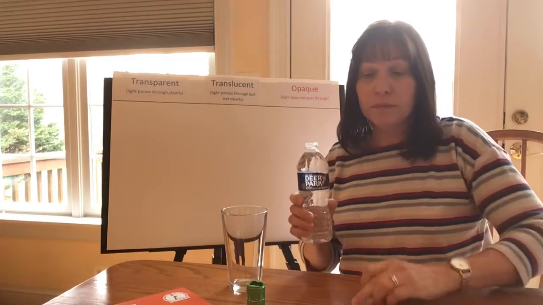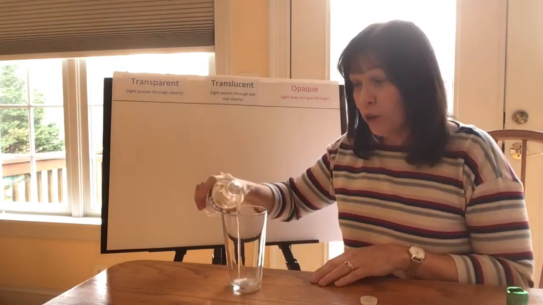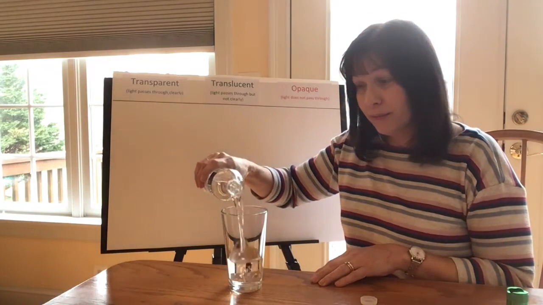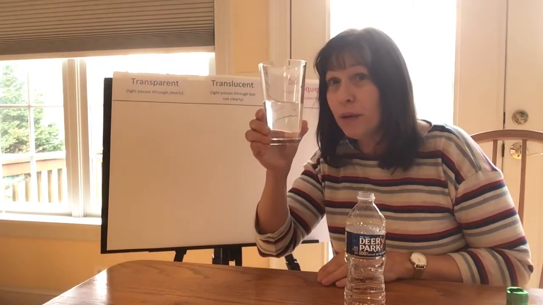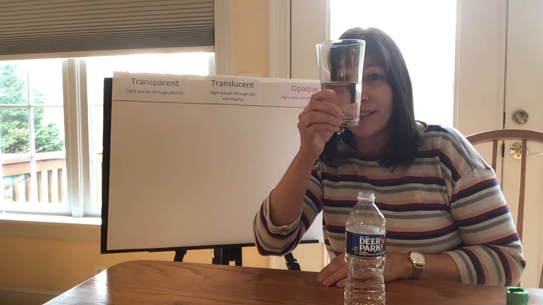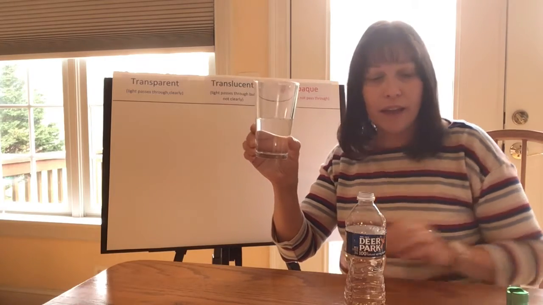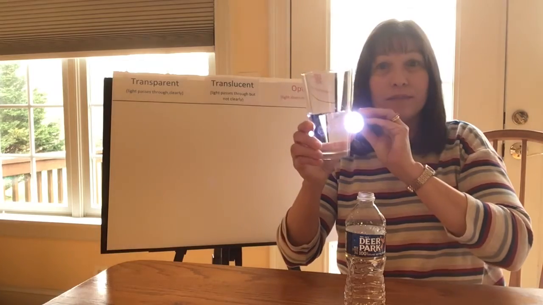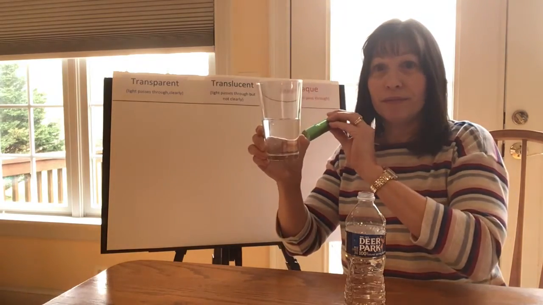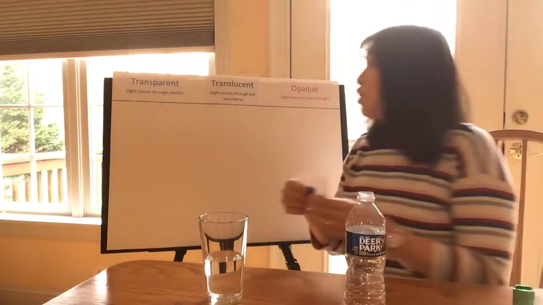Also, I can pour water in my clear glass. I can see through it. You can see me through it. You can see my hand through it. And light passes through it. That is an example of transparent.